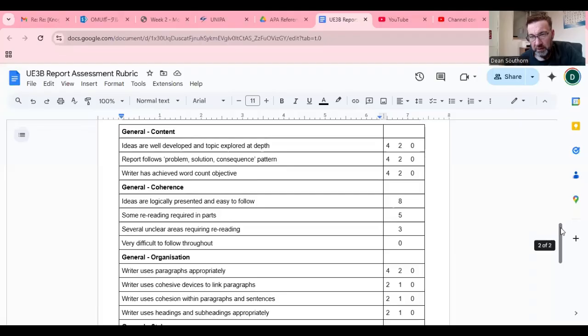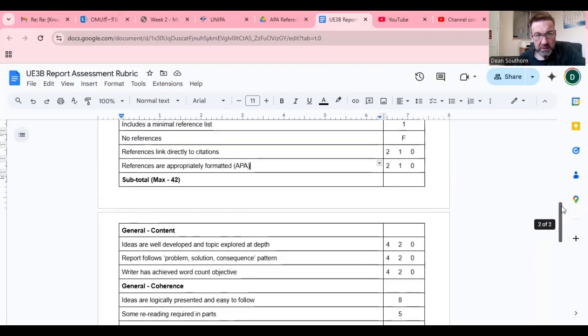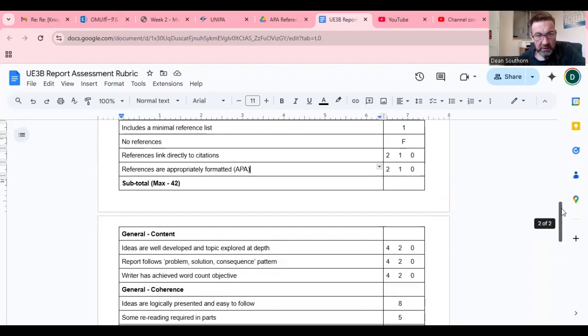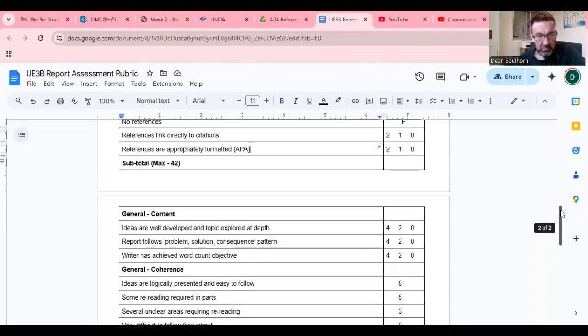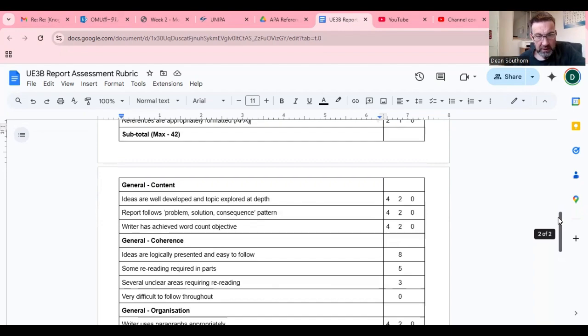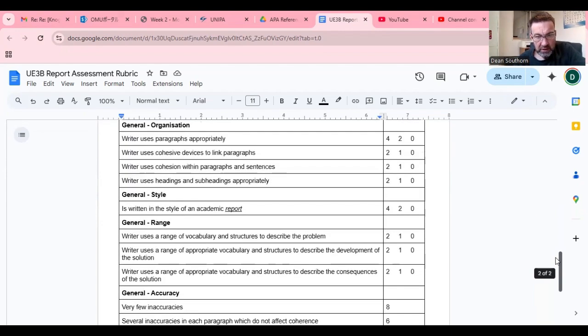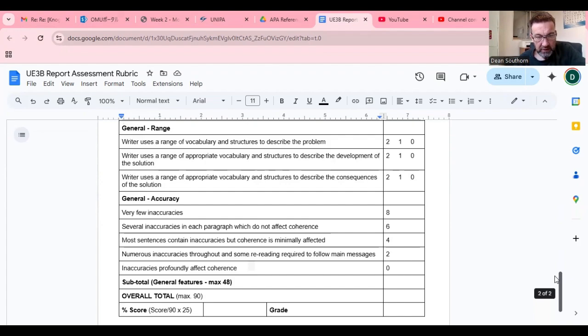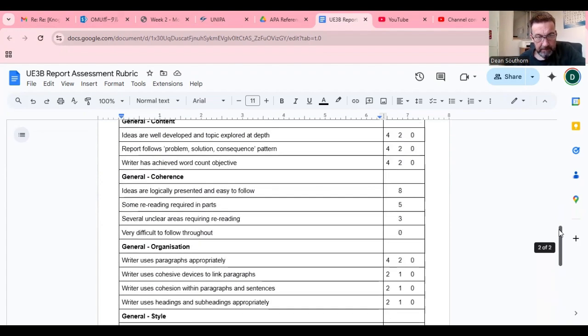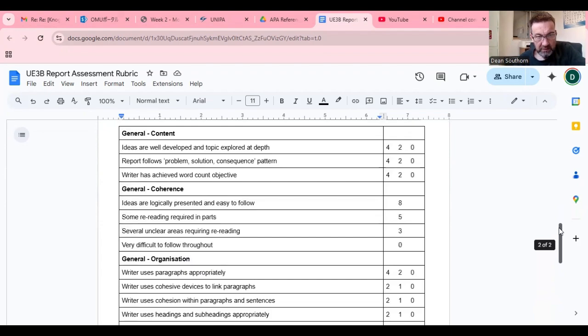Okay, this is number 4, the report rubric video lesson, looking at the second page of the rubric. The first page we've gone through, maybe more specific to the task itself. So that's 42 points available there. The second part, we have a further 48 available. So generally speaking, the content of the report.